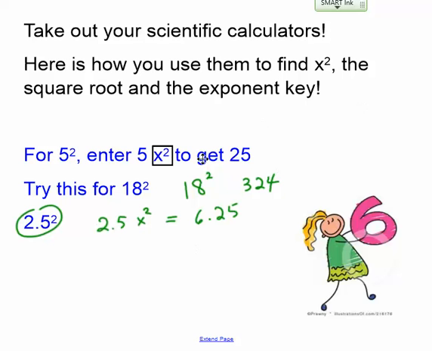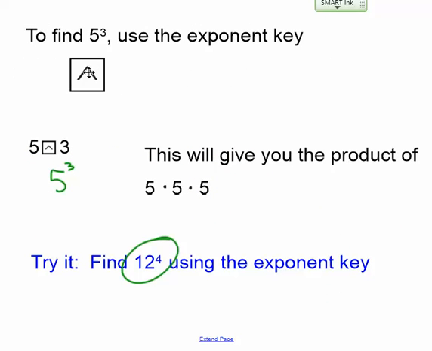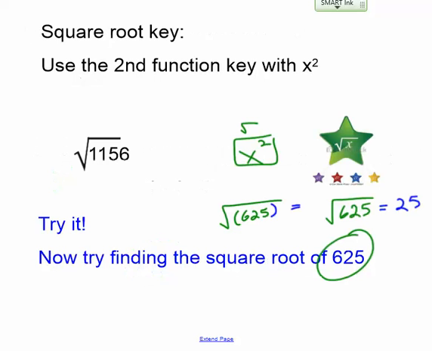We practiced with your scientific calculator, and we did this last class too, and you guys all know how to use the x squared key. It's a fast way to square a number. And then we practiced again with the exponent key. So if I wanted 5 to the third power, I do 5 and I use that key, 3, and that will give me the answer to 5 times 5 times 5, which is 125. And then you practiced with the exponent key doing 12 to the fourth power. And I checked your calculators, you all did it correctly.